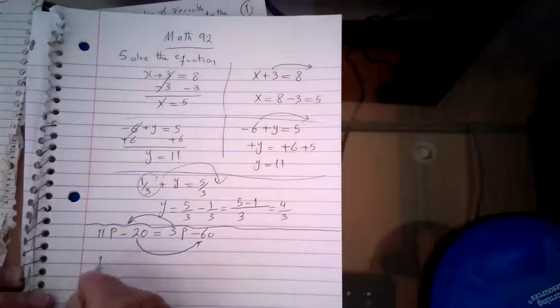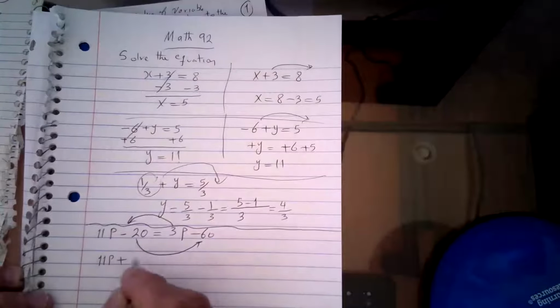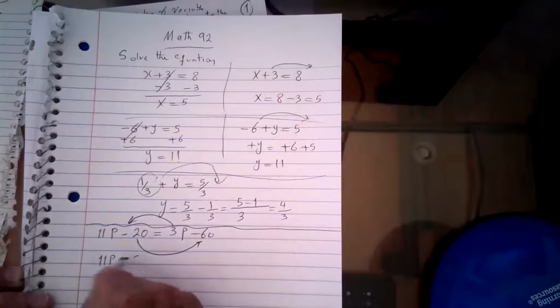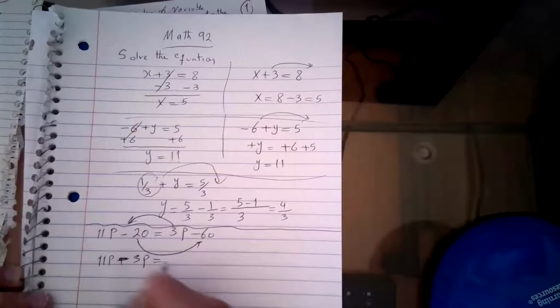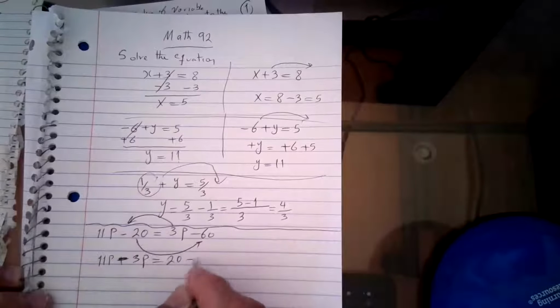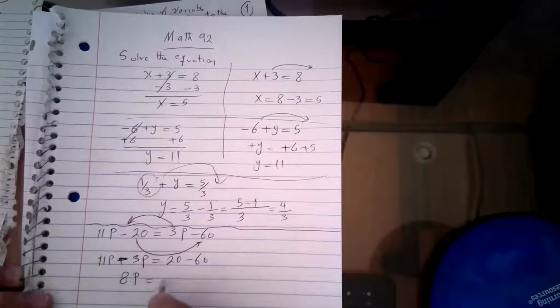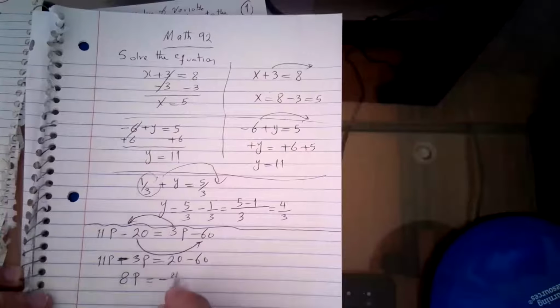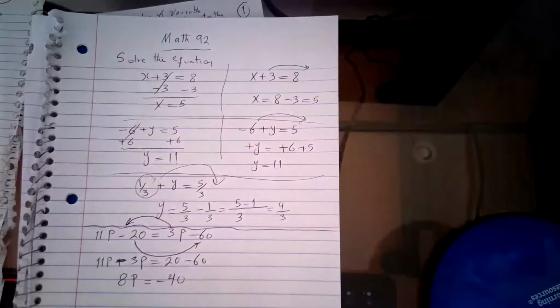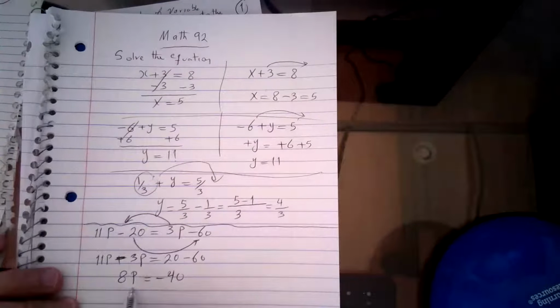So then I have 11P minus 3P is 20 minus 60. Okay, so you have 8P equal to minus 40, and divide both sides by 8.